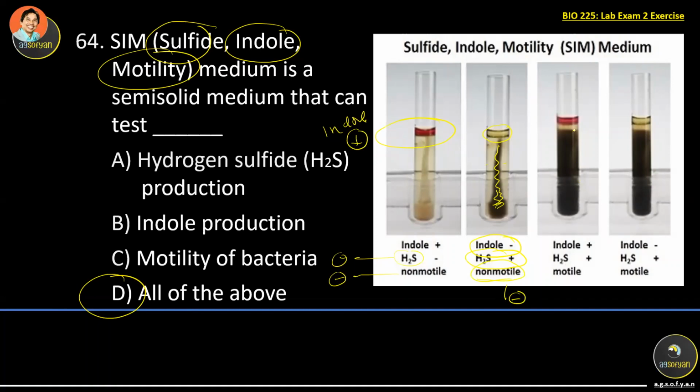Look at this one. You see the indole, so indole positive. And of course, because the color changes, it's going to be positive. And you see all cloudy color, it is motile. Okay, so all positive over here. How about this one? So indole is negative. You don't see it. Okay, so indole negative. Of course, this one is going to be positive and also motile. Okay, so that's the interpretation of the result. Okay, so it is all of the above.